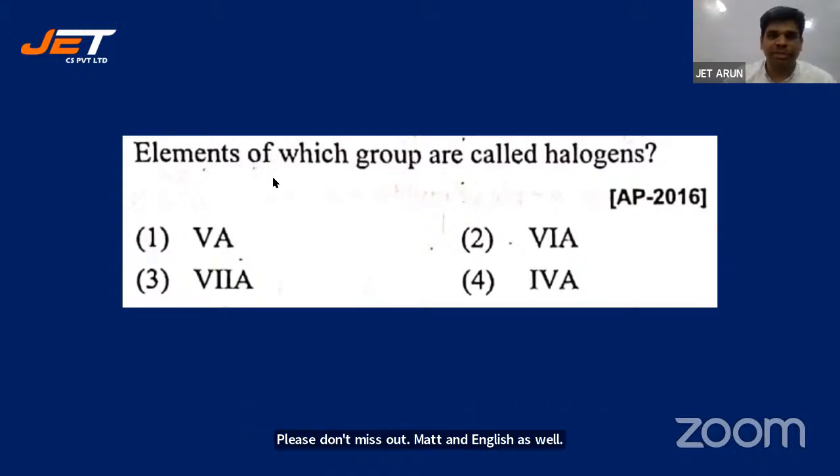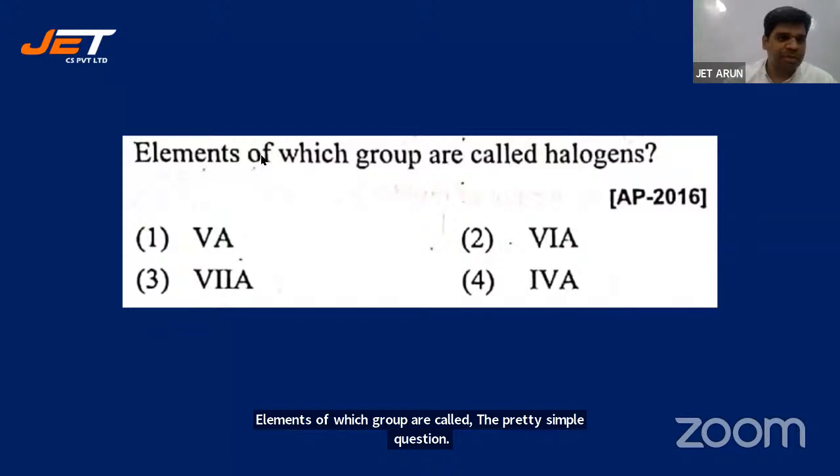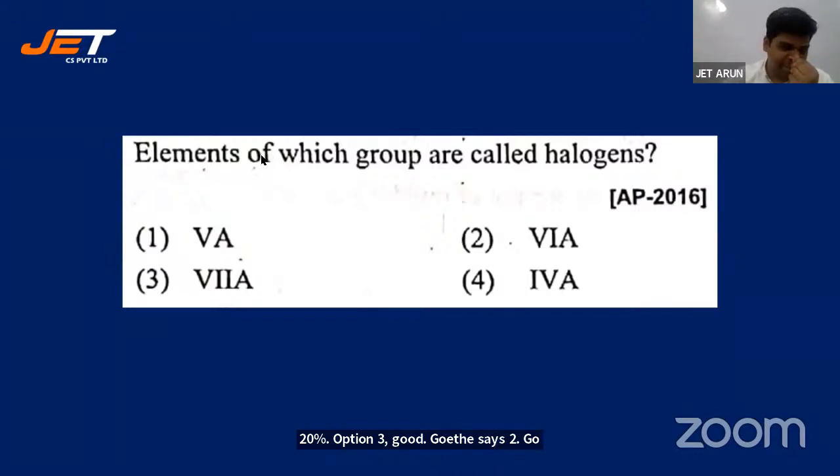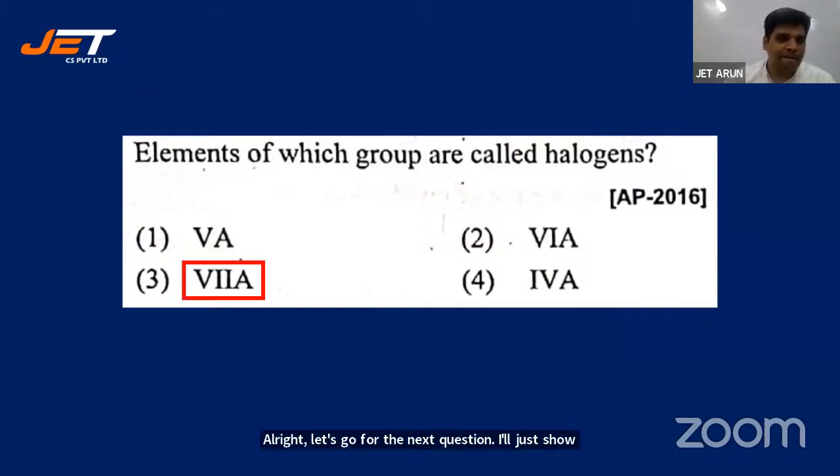Elements of which group are called halogens? This is a pretty simple question. Halogens deni antaru. Fatima says 7th A. Option 3. Good. Rohit says 2. Rohit, 2 is 6th A. Charan says 3. All right. Let's go for the next question. I'll just show you the key. It's a pretty simple one. It's 7th A.